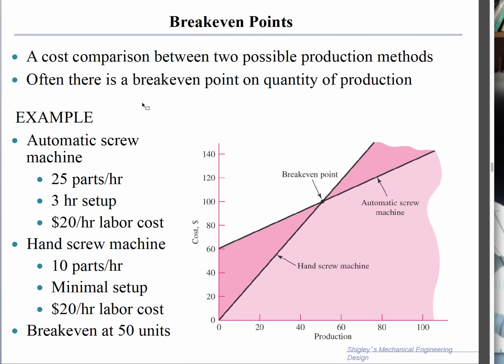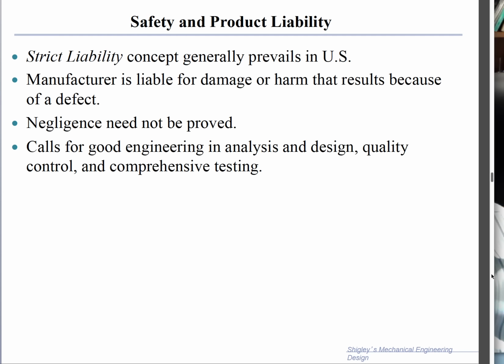The next idea is the break-even point, and here I have an example of an option between automatic production on a screw machine versus hand production on a screw machine. The automatic, you can produce faster, but it needs 3 hours of setup. And the hand screw machine, you produce less per hour, but you don't need setup. So obviously, the automatic starts from a high setup, like 3 hours times $20, it will be 60, and then it moves at a slower rate, while the hand screw machine doesn't have a setup fee, and it moves at a higher rate. So you get a break-even point. If you want to produce 50 units and above, the choice is automatic. Less than 50 units, then you choose the hand process.